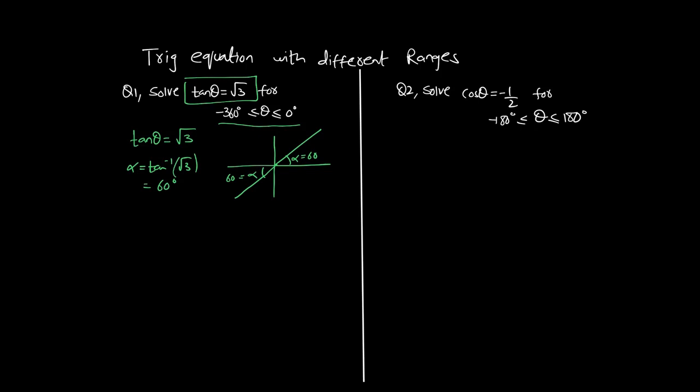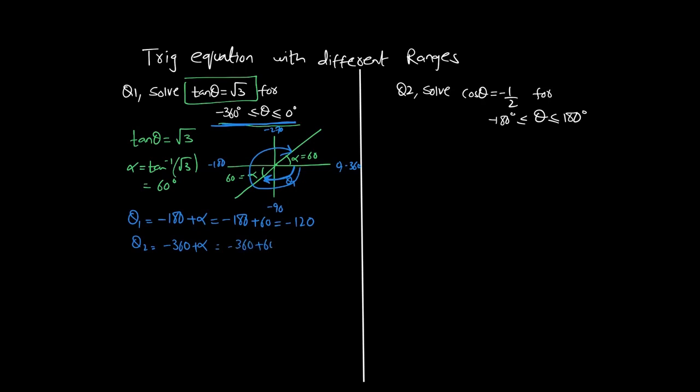Now we have to give negative angles because the range is minus 360 to 0. So in order to find negative angles, you move clockwise. One angle would be this and the other angle would be this one. To find this angle, theta 1 would be minus 180, because this is 0, this is minus 90, minus 180, minus 270 and minus 360. So minus 180 plus alpha, minus 180 plus 60 degree, minus 120 degree. And the other angle would be minus 360 plus alpha, which is minus 360 plus 60, minus 300 degree. So these are the two angles.